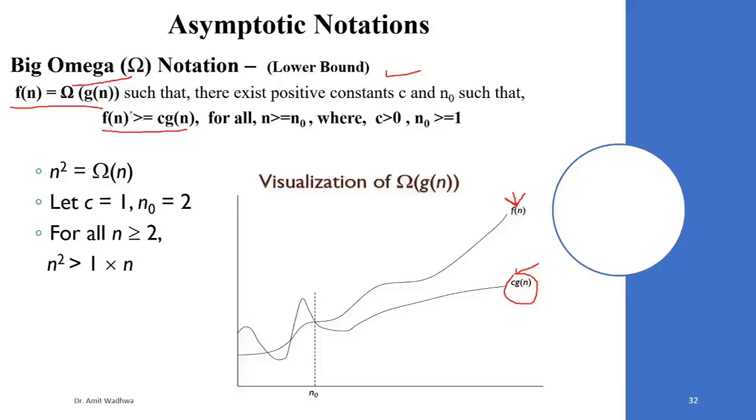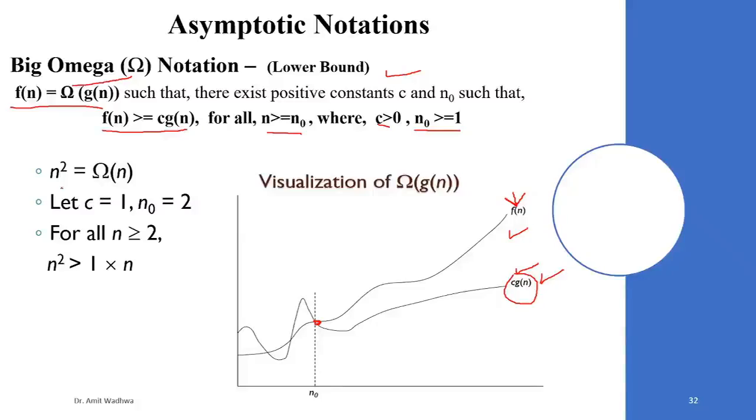That means the function should be greater than or equal to c of g(n). That means the function is having a higher value after a certain input value n naught, and c is greater than 0, n naught is greater than or equal to 1, so that there must be at least one input, and n should be greater than or equal to n naught. After this particular value, the function f(n) is always higher than c multiplied by g(n). So that means we are able to figure out c into g(n), so it is giving us the lower bound.